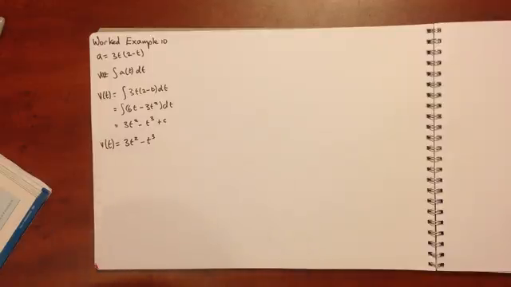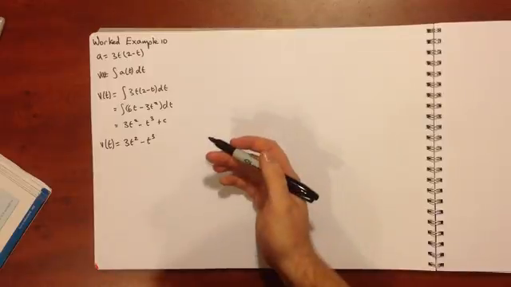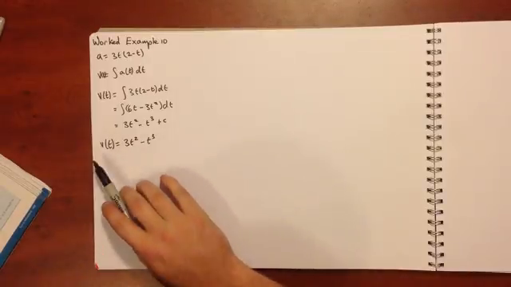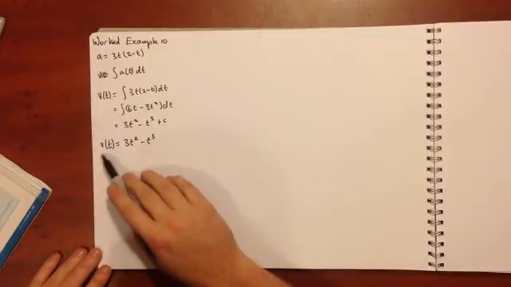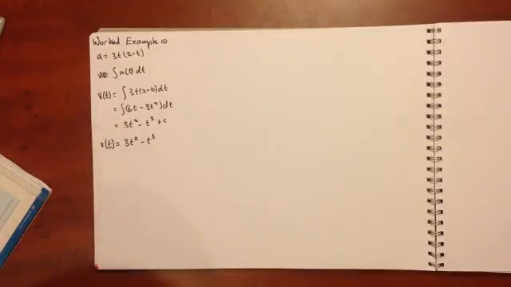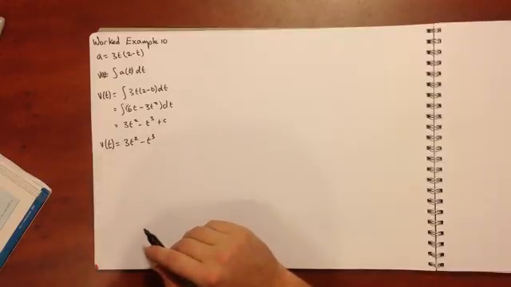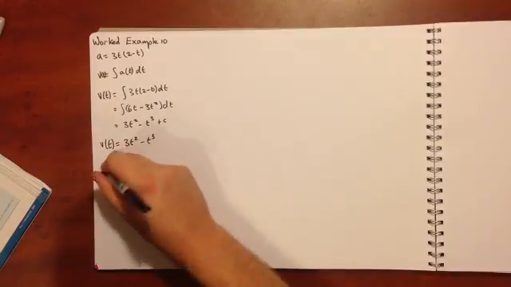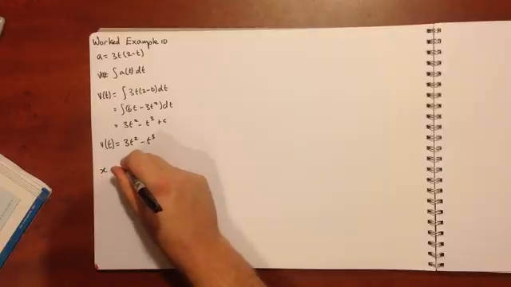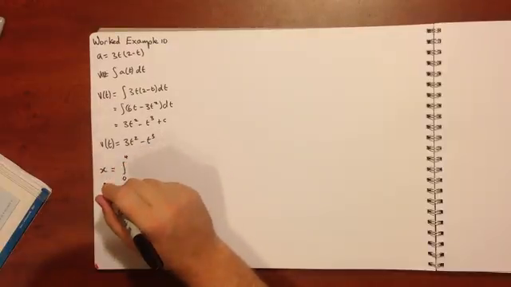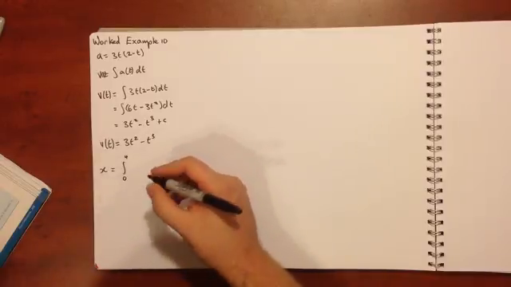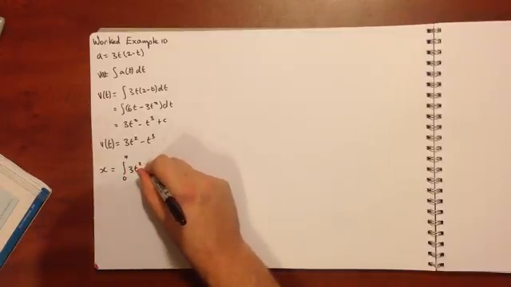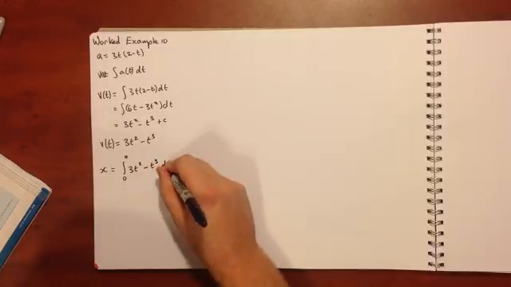Part B is find the displacement of the particle after 4 seconds. Well, our displacement is the antiderivative of our velocity. So we need to integrate, but we want to find the displacement of the particle after 4 seconds, so that means we need terminals on this. Our displacement x is going to be the integral from 0 to 4, because we want the displacement after 4 seconds and it started at 0 seconds, of 3t squared minus t cubed dt.